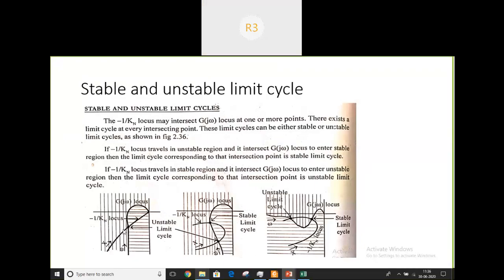When you travel along the minus 1 by kn locus, then the right side of that path is stable. Okay. This portion, this horizontal path is stable, the right side of that path. Okay. When you travel along the minus 1 by kn locus, this is the direction. Right side of this path is stable. Then to find the limit cycle, if the minus 1 by kn locus travels in the unstable region and it intersects the g omega locus to enter the stable region.